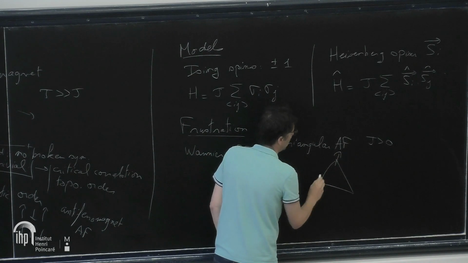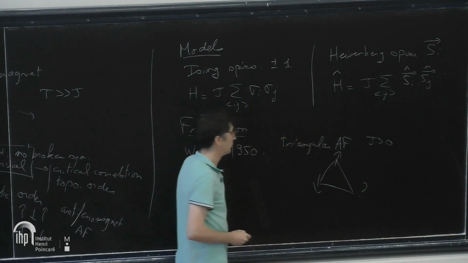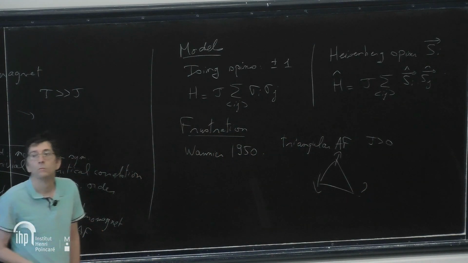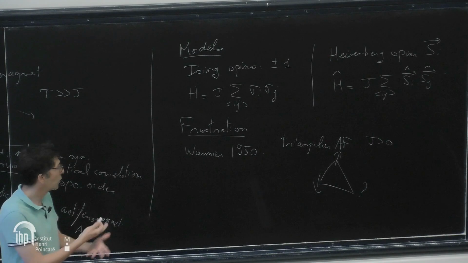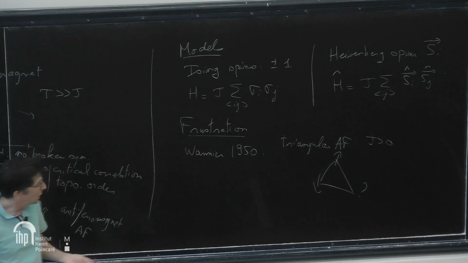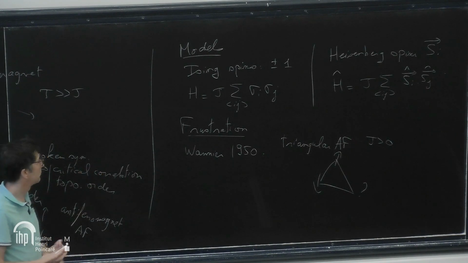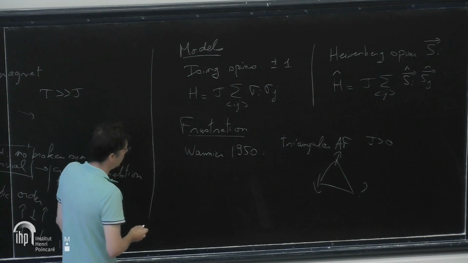When you have one Ising spin up, one down, you don't know what to do with this one. Because whatever you pick, one bond will be disfavored. You cannot minimize. If it was ferromagnetic, you could get minus 3J. Here, the best you can do is minus J. So we'll discuss this model right after.